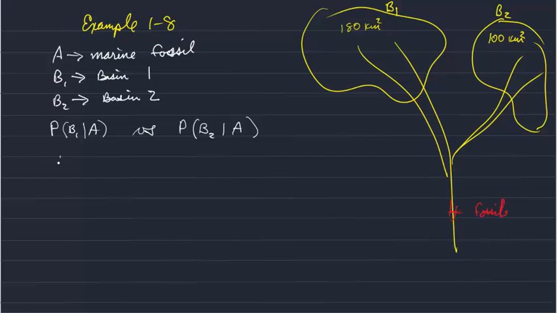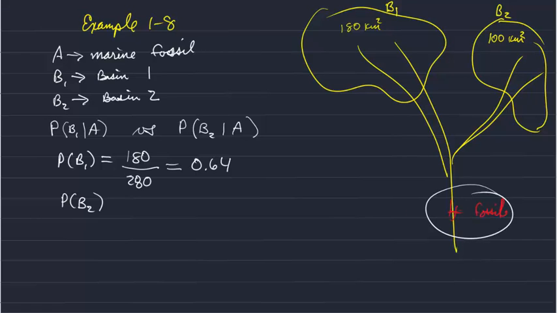Okay, so let's build the information we need. The probability of Basin 1 for all fossils is, well, it's 180. Let's say it's proportional to the area, just to be simple. So compared to the total area, that has a probability of 0.64. The probability of all fossils coming from, well, any fossil found downstream, the probability that it came from B2 is 100 over the combined area of the two basins, and that's equal to 0.36.